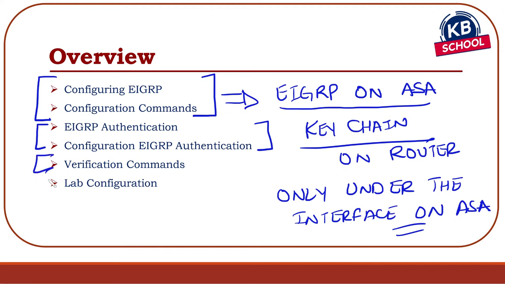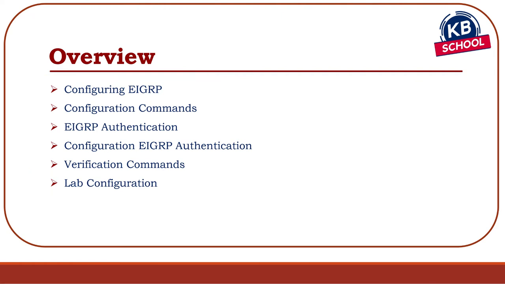We'll do the verification commands and a lab config. Again, it's going to build on the lab that we did with RIP, but get rid of RIP and run EIGRP instead on all the different routers. That's the objective over here. So let's get started with it.